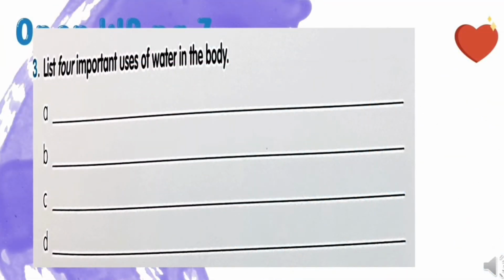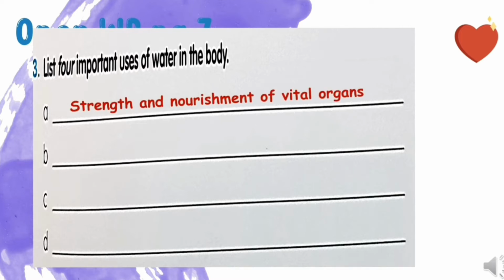So, question 3 on page 7 of your workbook. List 4 important uses of water in the body. I told you, you can watch the video and then write the answers. So, what are the different uses? There are many, but I have written 4.